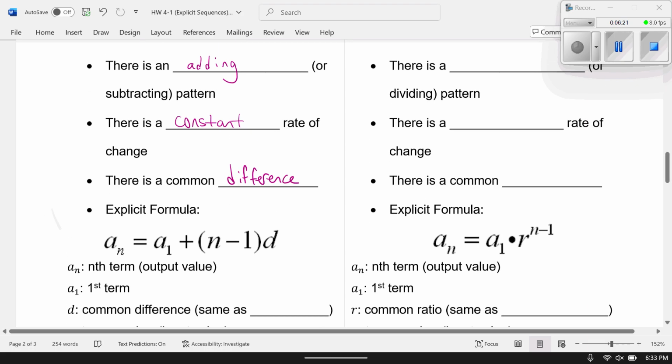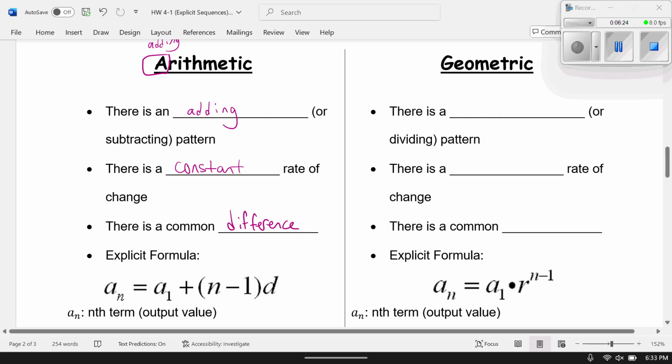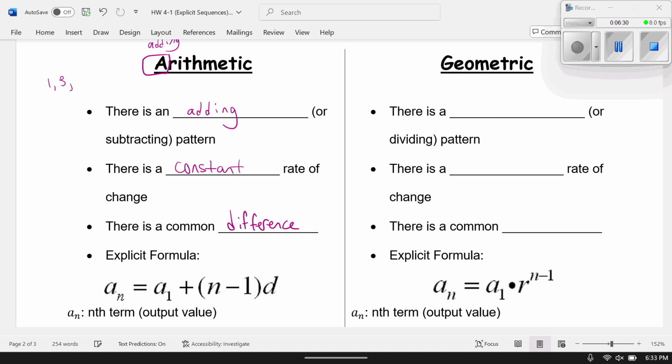So let's look at the sequence first before everything gets too overwhelming. An arithmetic sequence would be 1, 3, 5, 7, 9, and so on. Can you see what I'm doing? I'm adding 2 each time. So because I'm adding 2, I would say that this is arithmetic. And I would say that my first term, a sub 1, is 1. And then my common difference, d, is 2.